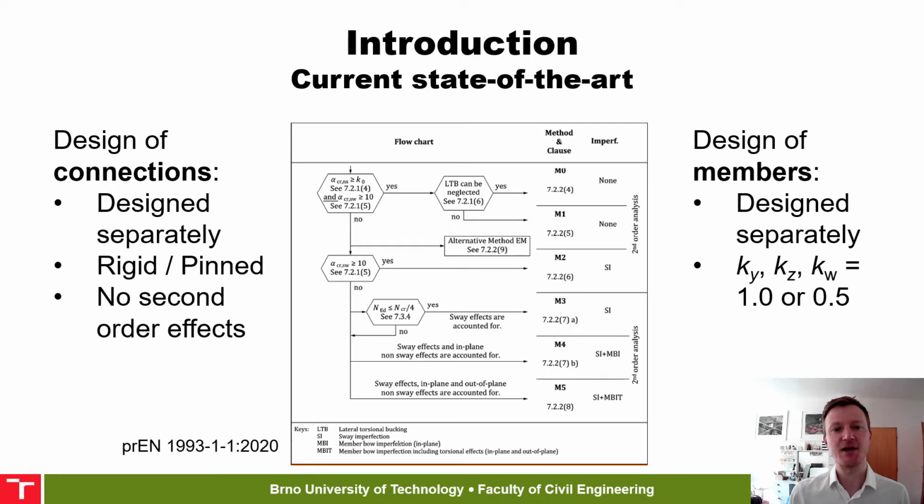In the current design procedures, the design of both members and joints is done separately, often to different load cases. Connections are most often designed as rigid or pinned to the envelope of internal forces from the global model. We do not care, for example, about the forces coming from warping of the beam due to lateral-torsional buckling.